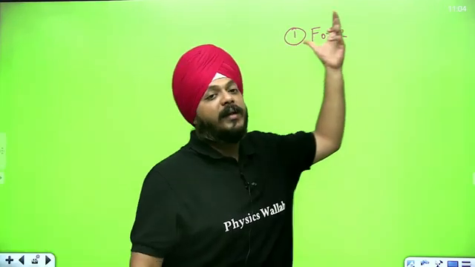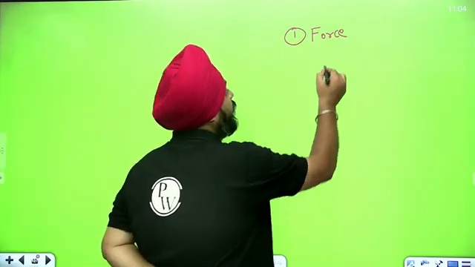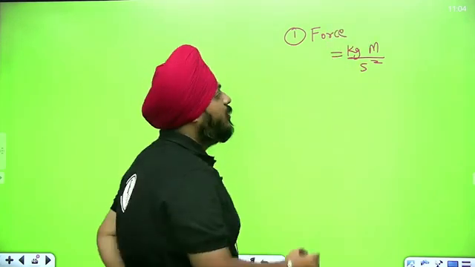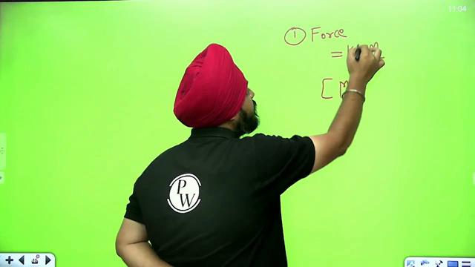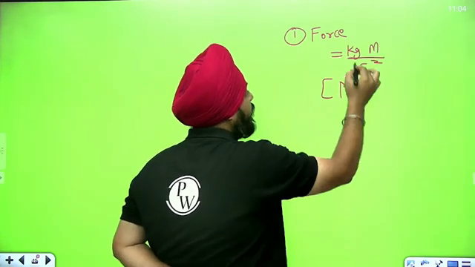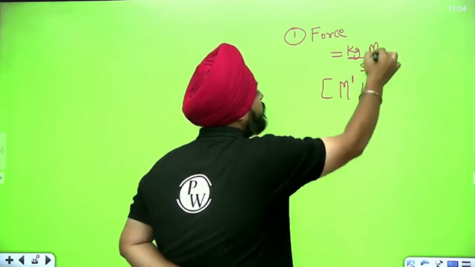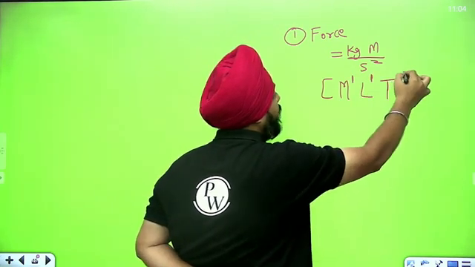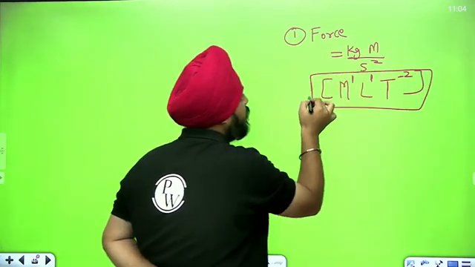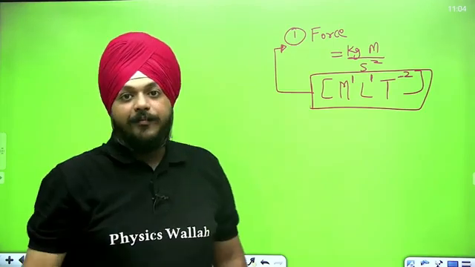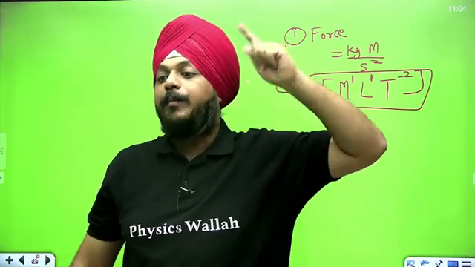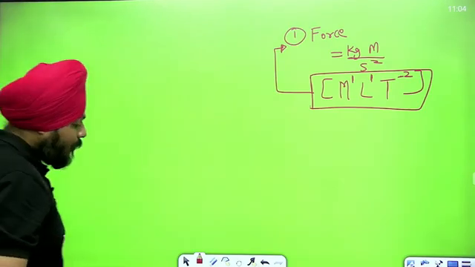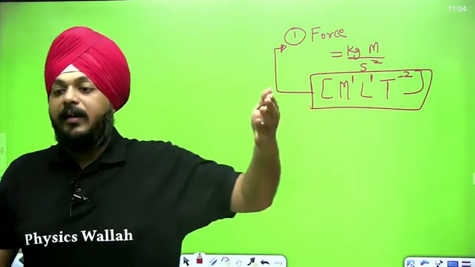Suppose I am not able to remember the dimensional formula of force, but I am aware of the unit. It is kg meter per second square. What is the notation of kg? It is M. What is its dimension? That is power 1. What is the notation for meter? That is length L. What is its power? That is 1. What is the notation for second? That is time. What is its power? -2. This is the dimensional formula of force, abbreviated as M1 L1 T -2.